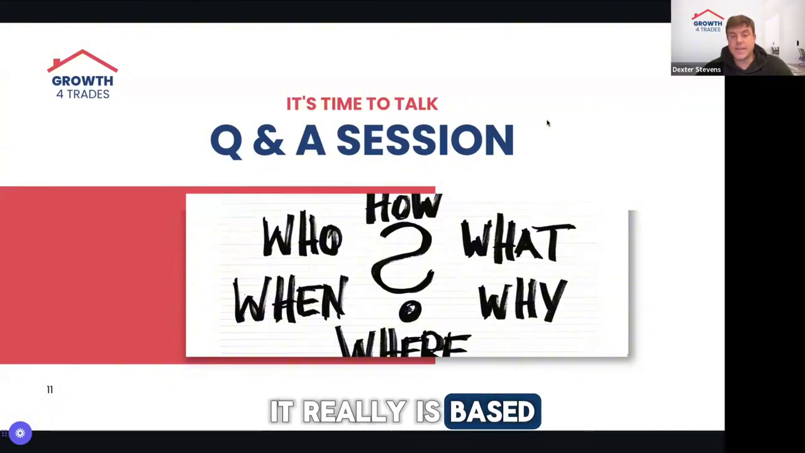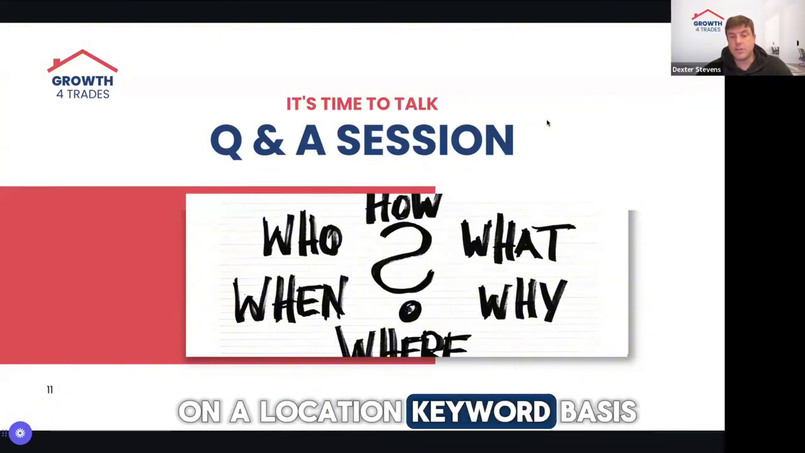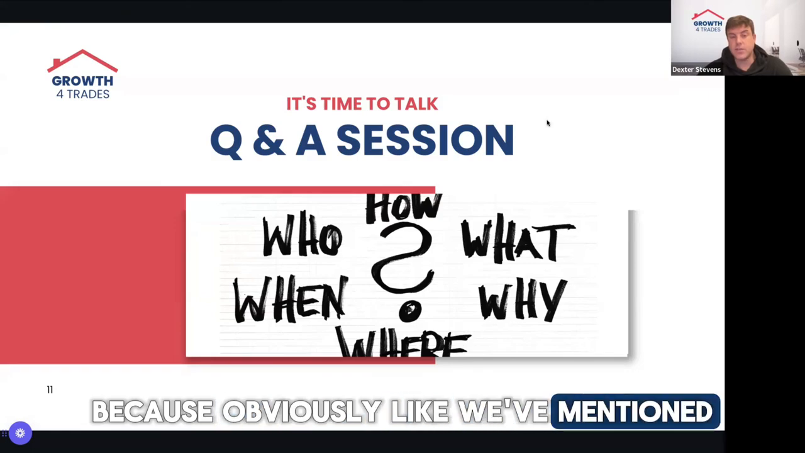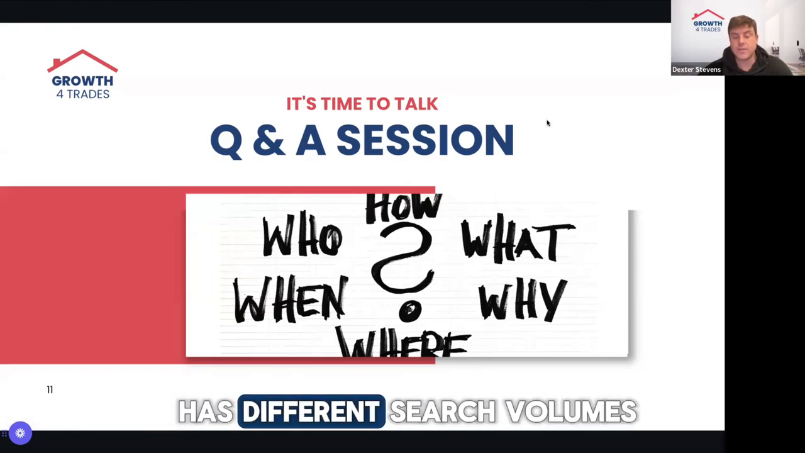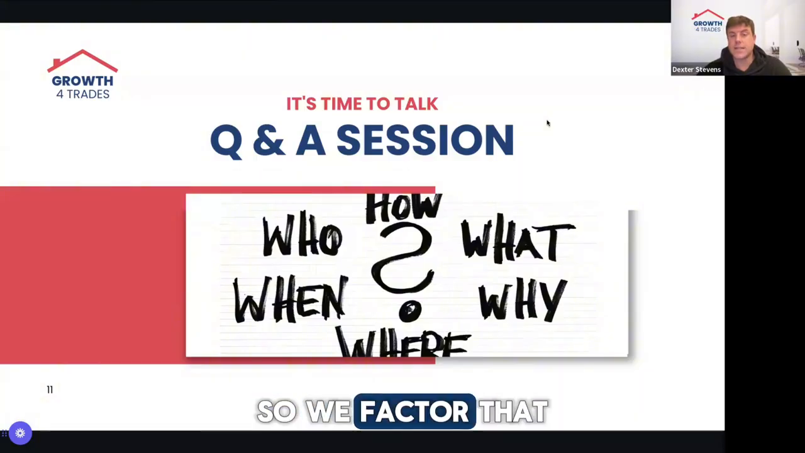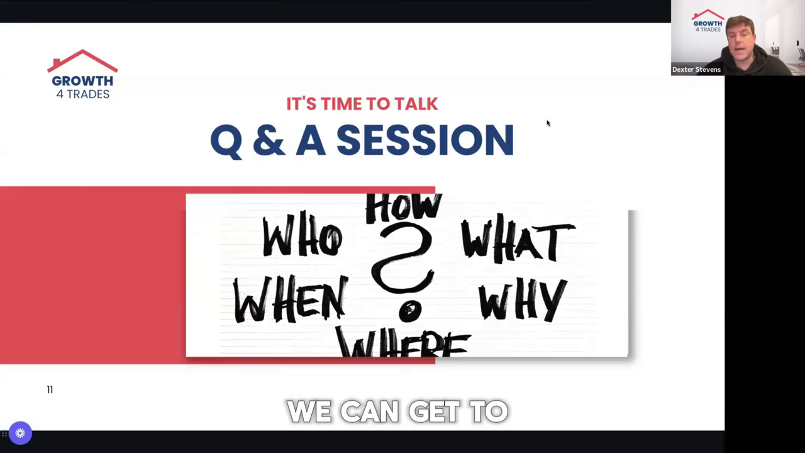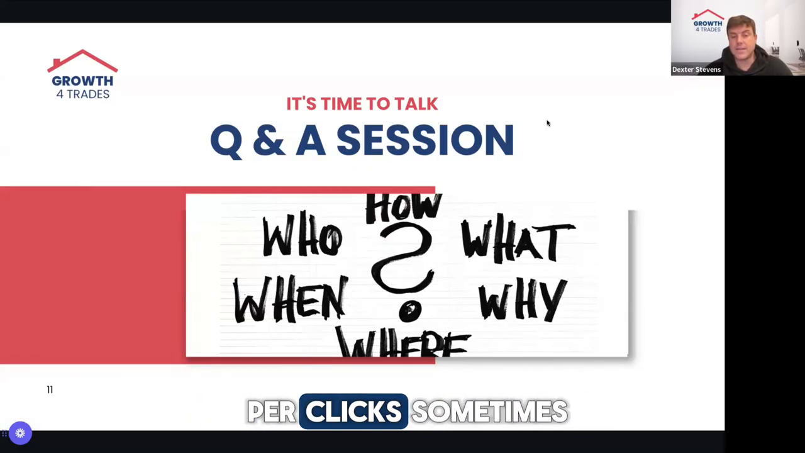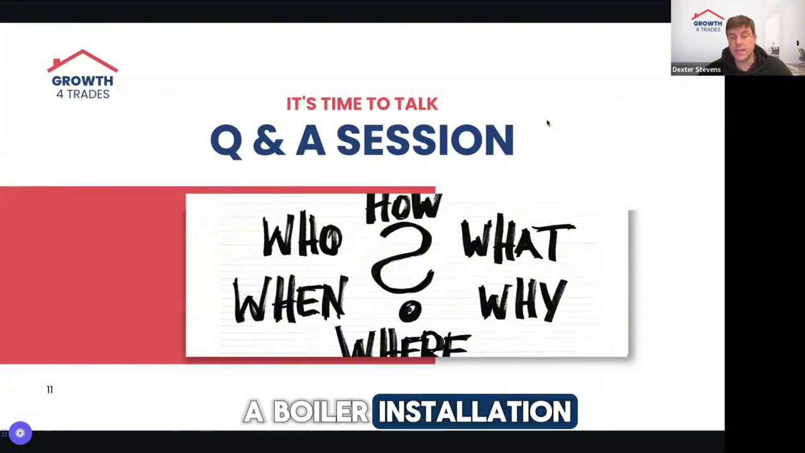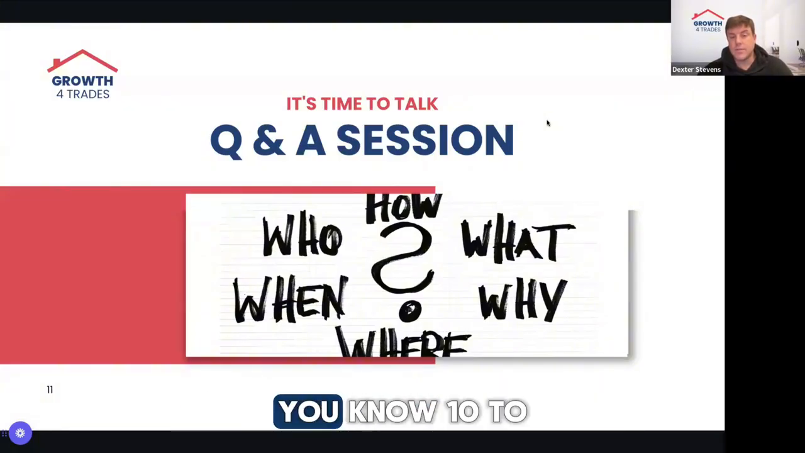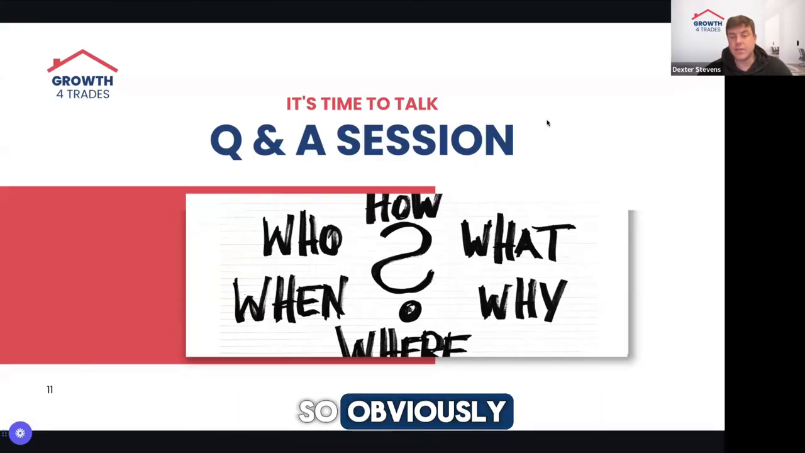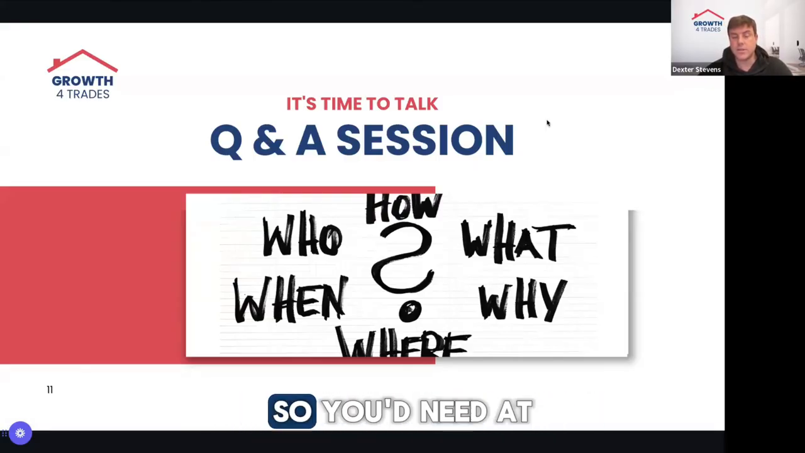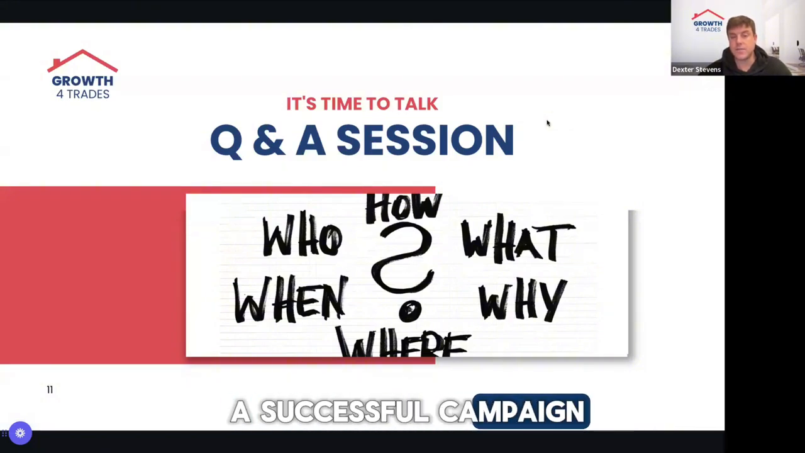Realistically, it's based on a location and keyword basis, because like we've mentioned, every area has different search volumes and different cost per clicks. So we factor that in, because what we need to identify is how many clicks we can get to the site within that budget. Say for example, especially in London for a boiler installation, the cost per click can be anywhere between £10 to £20 per click. Not every click is going to be a conversion, so you'd need at least £50 a day upwards for that to be a successful campaign.